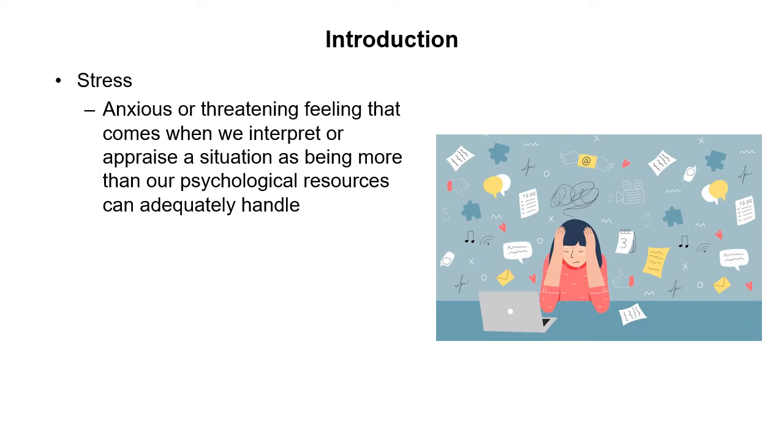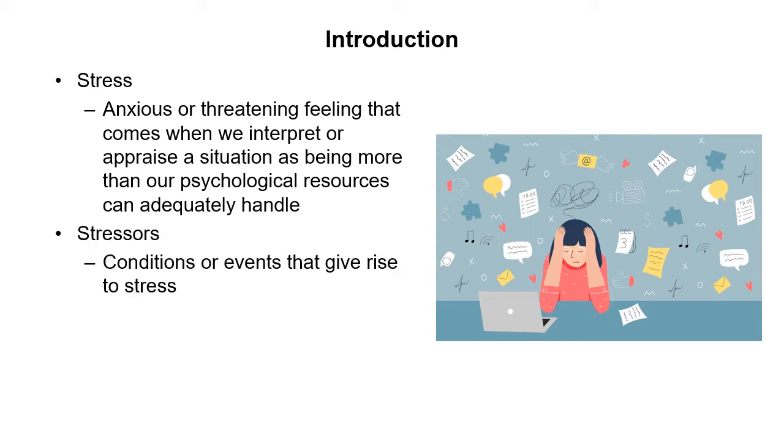So stress occurs when anxious or threatening feelings come about when we interpret or appraise a situation as being more than our resources can adequately handle. What does that mean? Basically, stress is a physiological and psychological response to threat and anxiety. And that's where you get a bit of a difference between stress and anxiety. The anxiety can cause stress, but the anxiety itself is not stress.